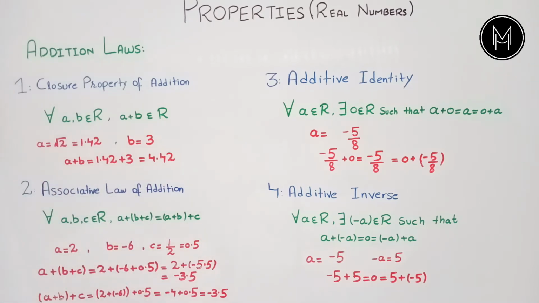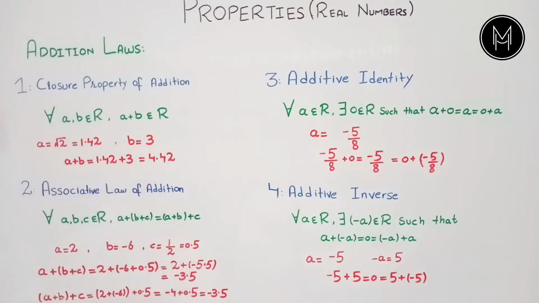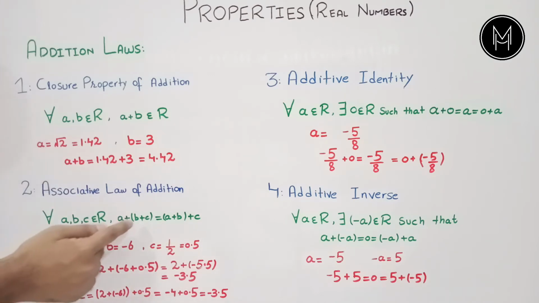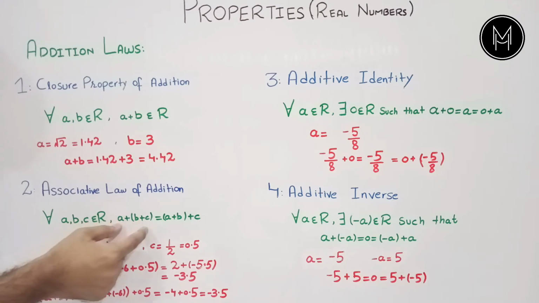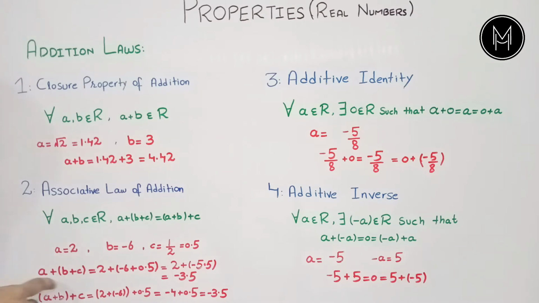Okay, let's check. Let we have three real numbers. a is equal to 2, b is equal to minus 6 and c is equal to 1 by 2. Its decimal representation is 0.5. Now we need to check if we add b plus c first and then add that to a, is it the same as if we add a plus b first and then add c? So let's check. This is the calculation of this side, a plus (b plus c). The result of this side is equal to minus 3.5.